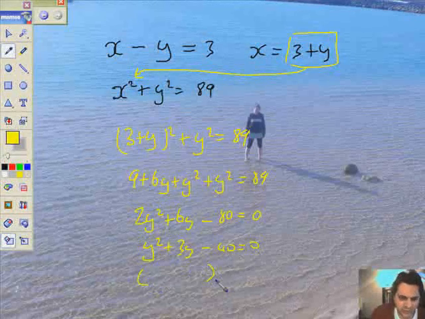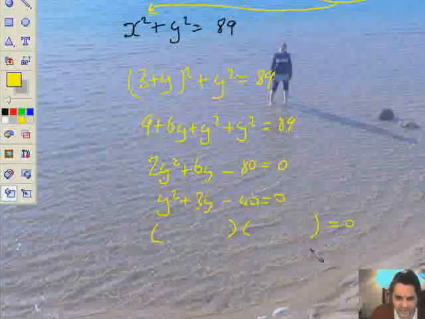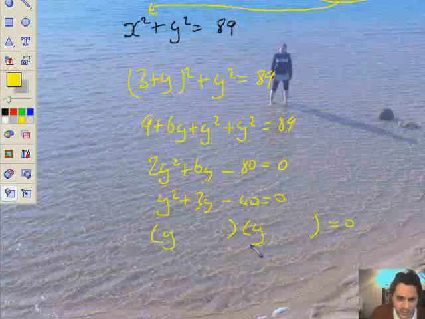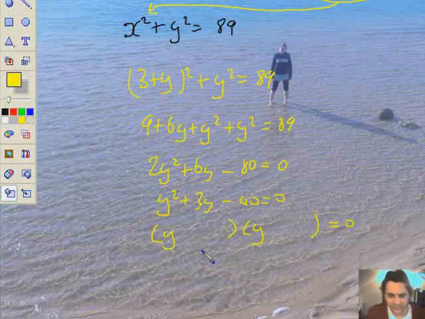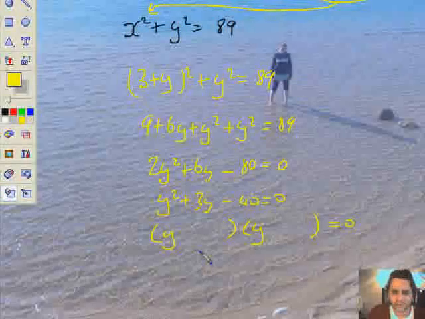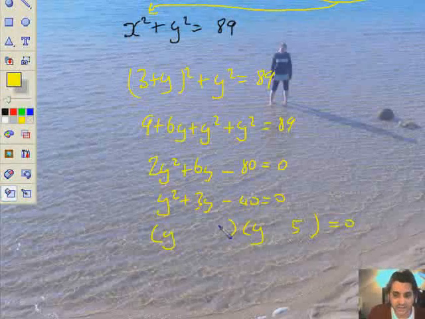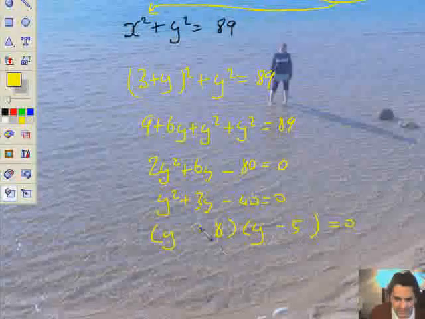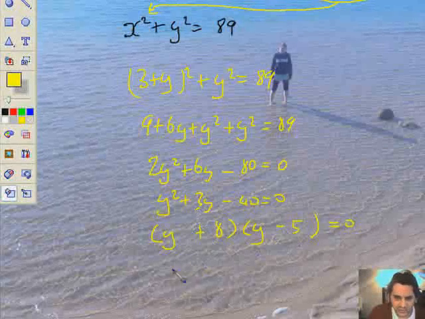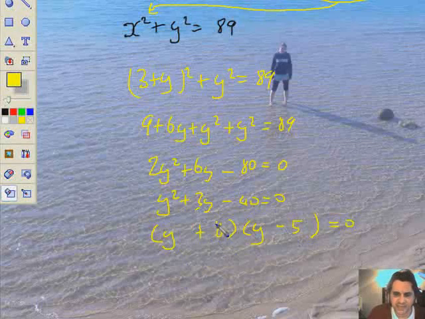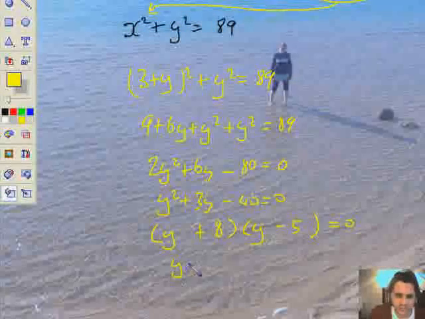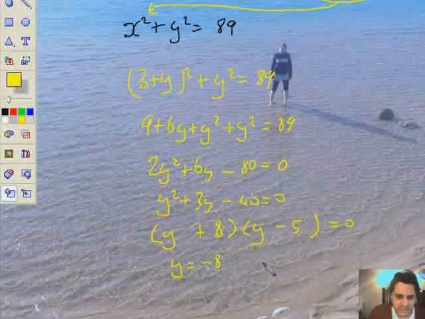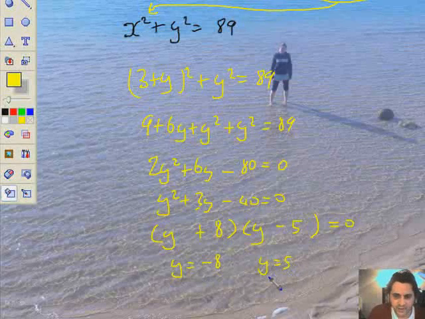It looks like a straightforward grade B equation now, doesn't it? That worries me. So y and y, how do you make 40? 5 and 8, and 5 and 8 will give me a 3. Look at that. So I want minus 5 plus 8 will give me 3y's, and 8 times minus 5 of course is minus 40. So I've got y equals minus 8 for you and y equals 5 for you.